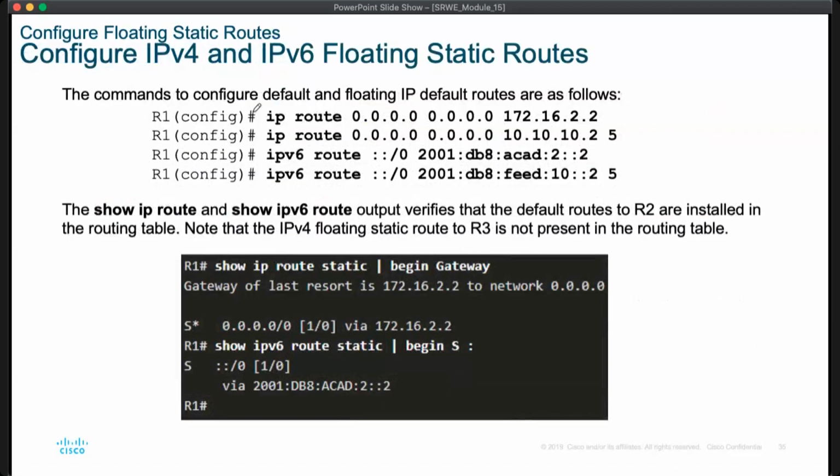The commands to configure a floating default route are as follows, for both IPv4 and IPv6. Use both commands, show ip route and show ipv6 route. The output verifies that the default routes to R2 are installed in the routing table. Note that the IPv4 floating static route to R1 is not present in the routing table.